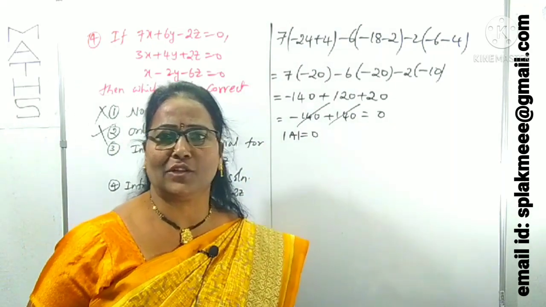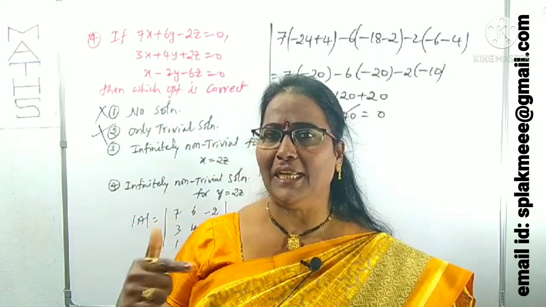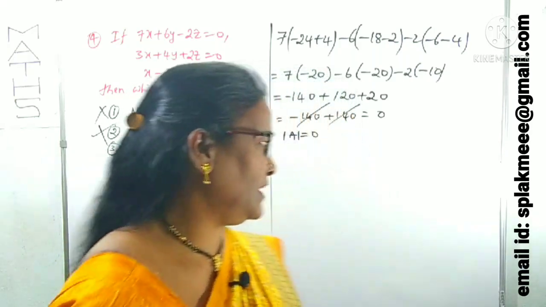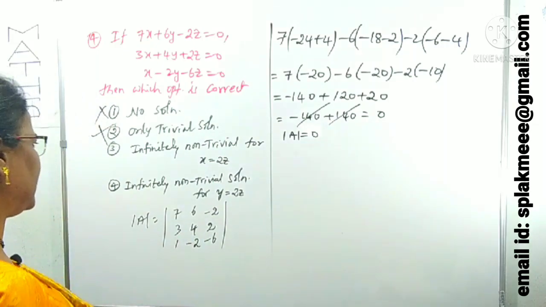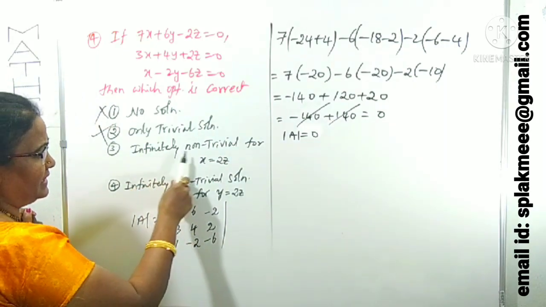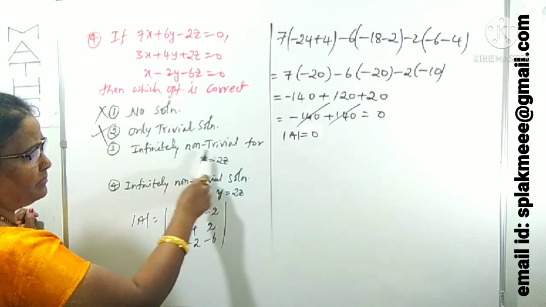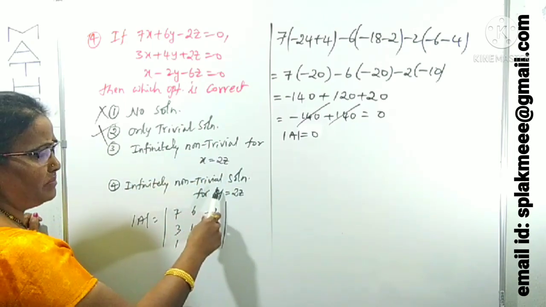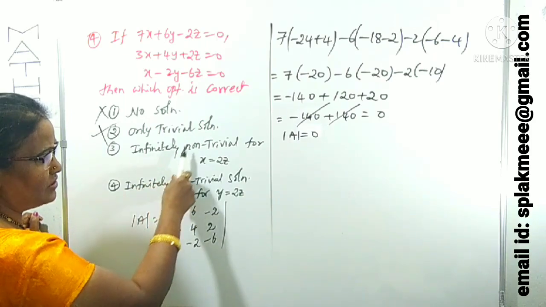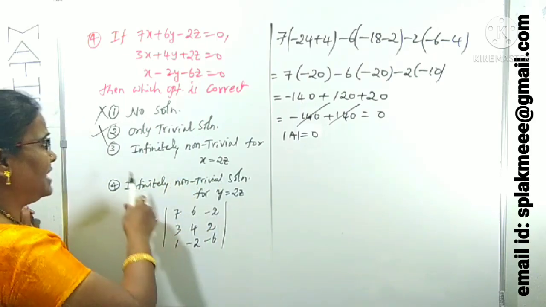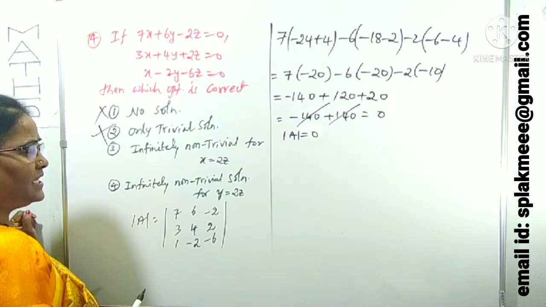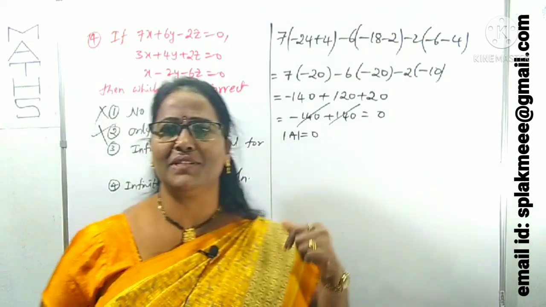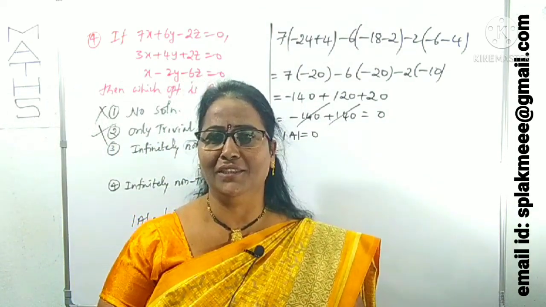Det A is equal to 0 case. What do you have? Infinitely many solutions. We can look at options 3 and 4. In options 3 and 4 also infinitely many solutions are there. Infinitely many solutions are also known as non-trivial solutions. Maybe third or fourth option. But we have to recognize which is correct among the third and fourth options.